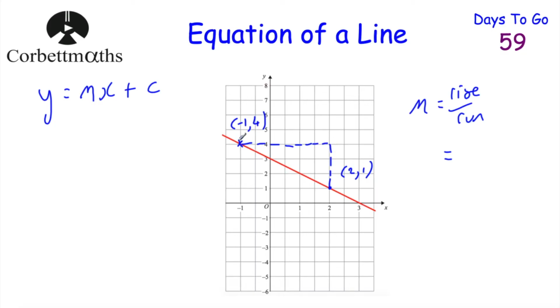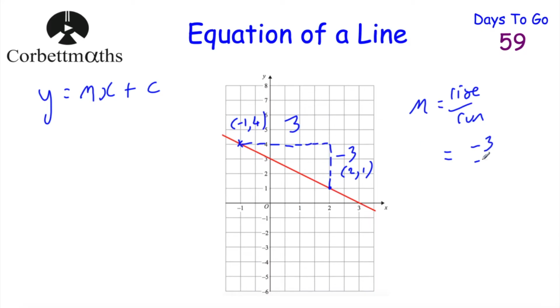So in terms of the run, we're going from -1 across to 2. So the run is 3. So it's 3 across from -1 to 2. It's 3 across, not 3 squares, 3 units across. So 3 across. And in terms of the rise, well, we're going from 4 down to -1. So its rise would be -3. We're going down 3. So the rise is -3.